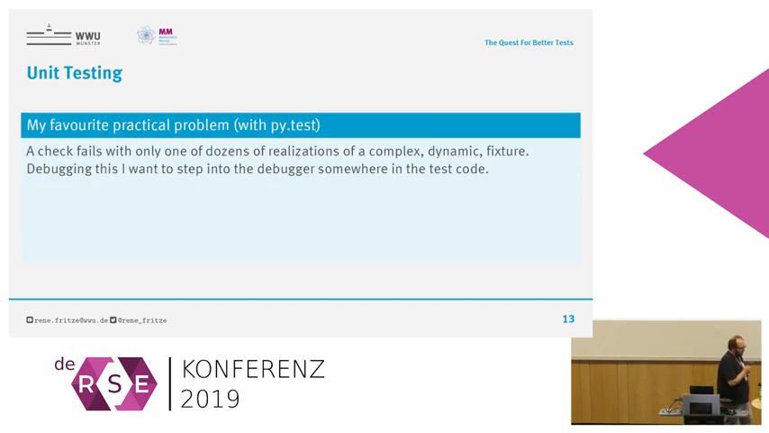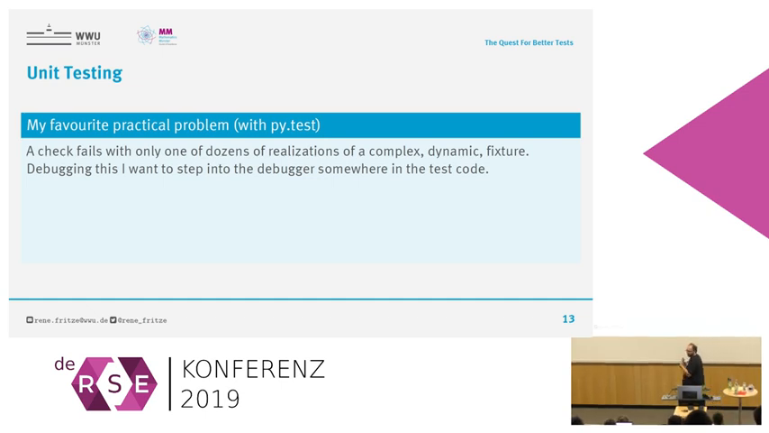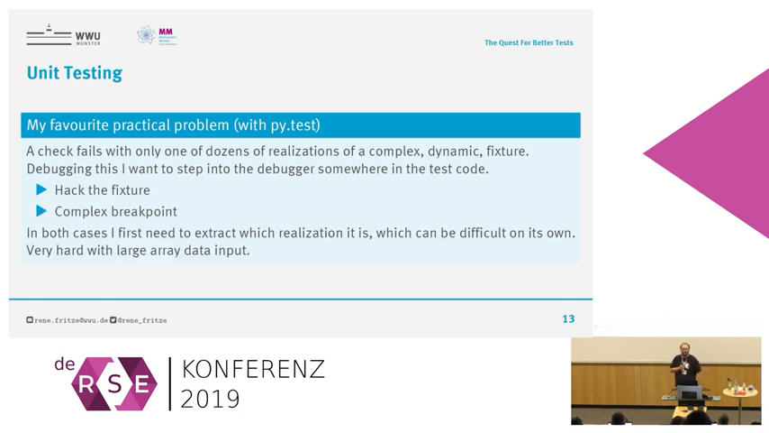And there are practical problems, especially for our setup. In PyTest, the parameterization runs through something called fixtures. And for us, it's always a problem if a single failure happens somewhere in the code, and the fixture is very complex. It's composed of multiple parts. And the fixture itself has a large input space. So what happens if I want to reproduce a failure? I currently have two options. I can hack the fixture manually, change whatever I need to just produce one result, do a complex breakpoint. This is very hard for something that has very large data.